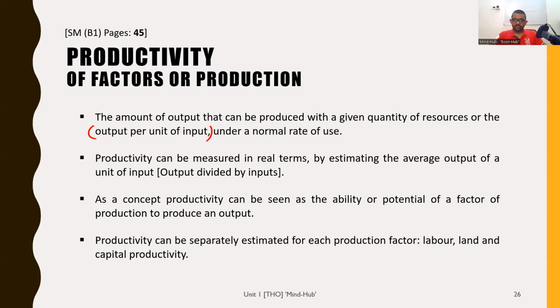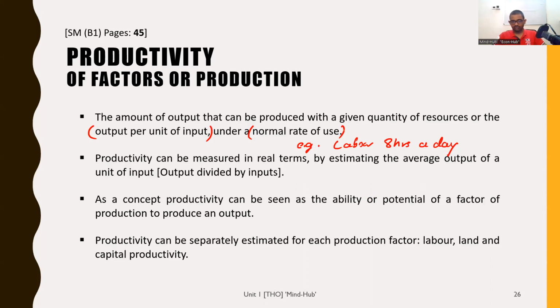But when we look at inputs, remember the inputs are used at the normal rate of use. What does that mean? For example, if you take labor as the input or the factor of production, normal rate of use is a person working 8 hours a day. That is a normal rate of use. A person could work 10 hours a day, 12 or 16 hours a day, or even 24 hours a day. That is not the normal rate of use.